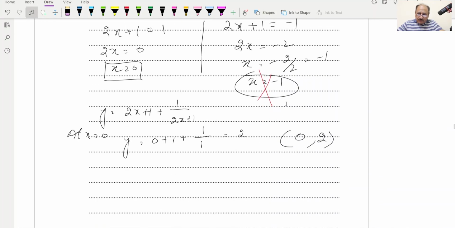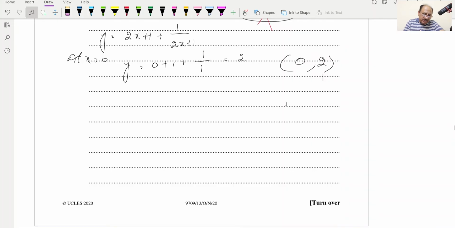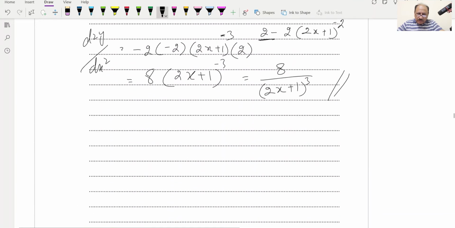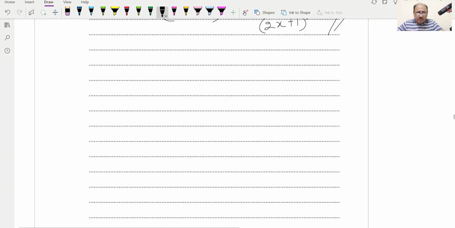Now we can find the second order derivative. We will check second order derivative at 0 and 2. So we will write d2y over dx square at x is equal to, at 0 and 2 we can write 0 and 2. X is basically 0. So second order derivative we just found over here, which is 8 over 2x plus 1 cubed.